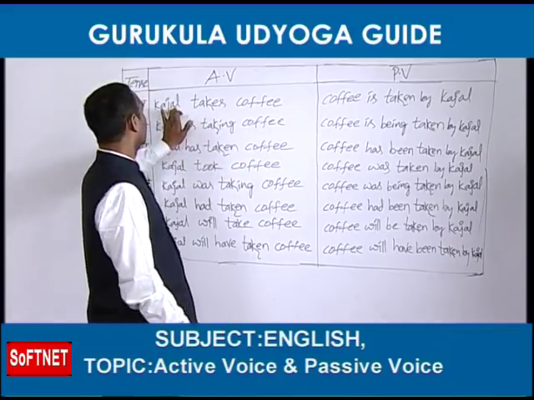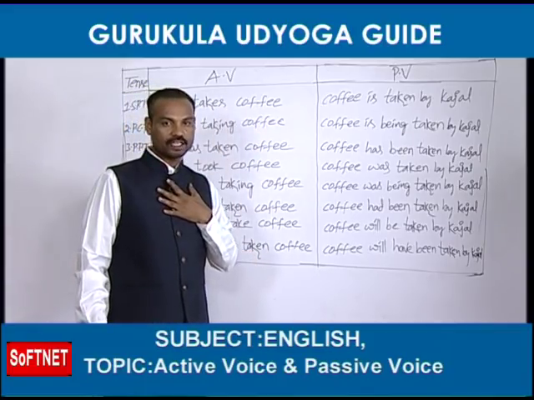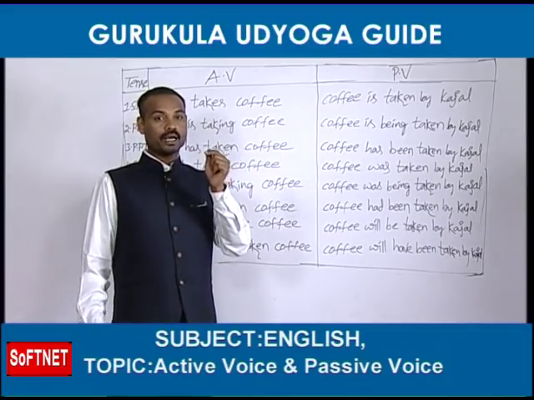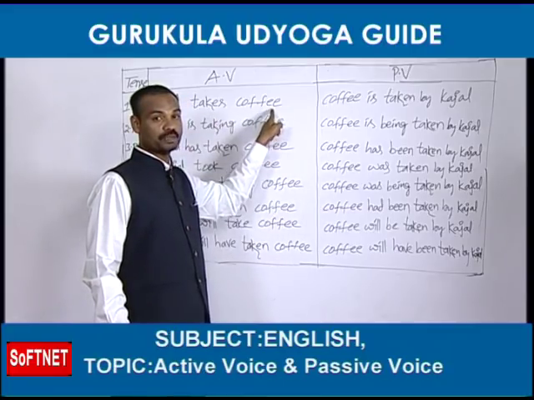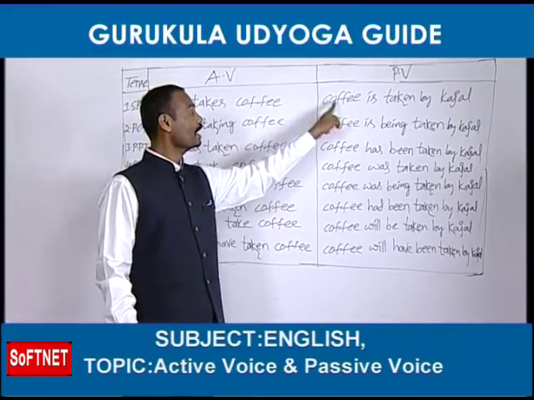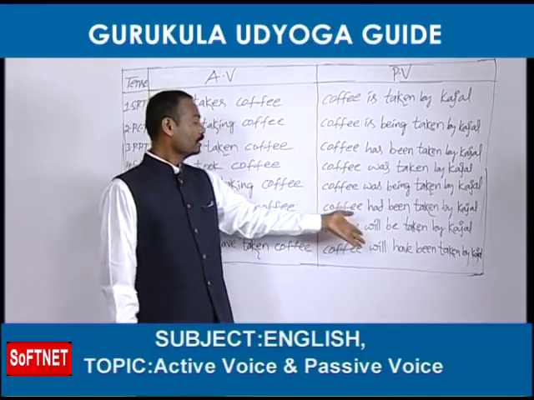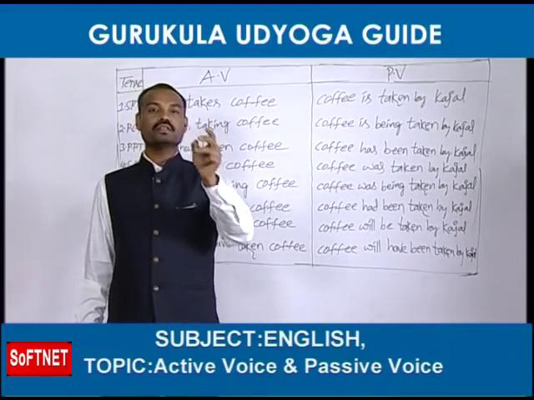One more example. Kajal invites me. So object is me. Me becomes I. I am invited. Kajal invites me. Object is me. I becomes me. Me becomes I. So I am invited by Kajal. So I have given 3 examples which contain am, is, are.